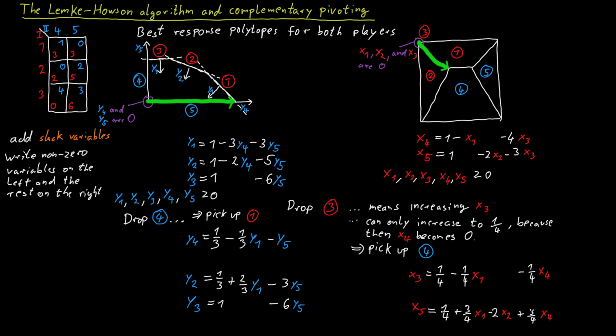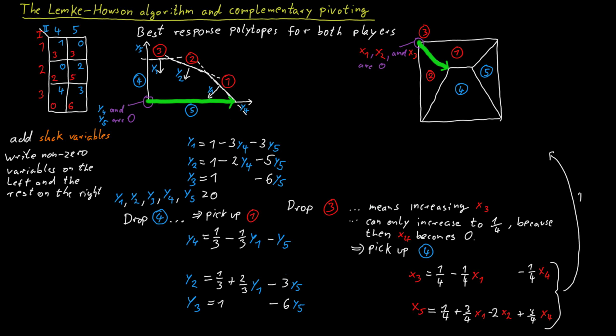And I need some more space to write this down. So we write a new dictionary for that. We increase the value of x1. And we do this until some other variable becomes 0. So which will become 0 first, x3 or x5? Try to pause and think about it for a minute. Right, x3 will become 0 first.